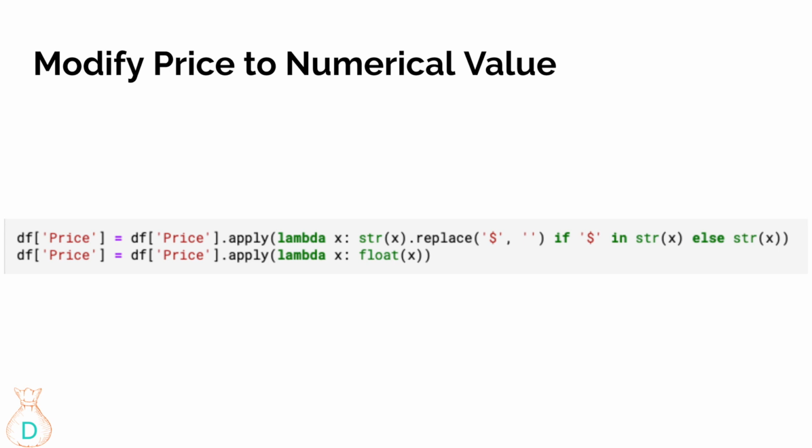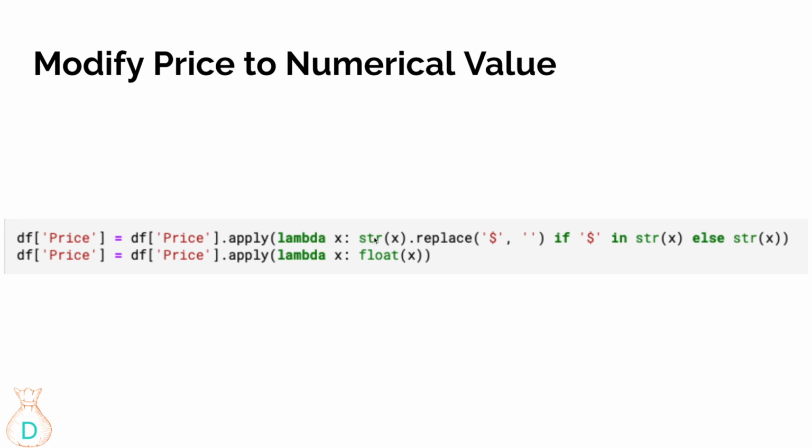The first step has to be replacing the dollar sign with empty space, and then we're going to convert it to a numerical value with a float. We'll modify the existing column by doing df, which is our data frame, bracket, price. So we're still naming it price, and we're not adding an additional column. Then we call our price column by doing df, bracket, price, dot apply lambda. What we're doing is pretty much looping through every single row, which is why we use apply lambda, like a for loop.